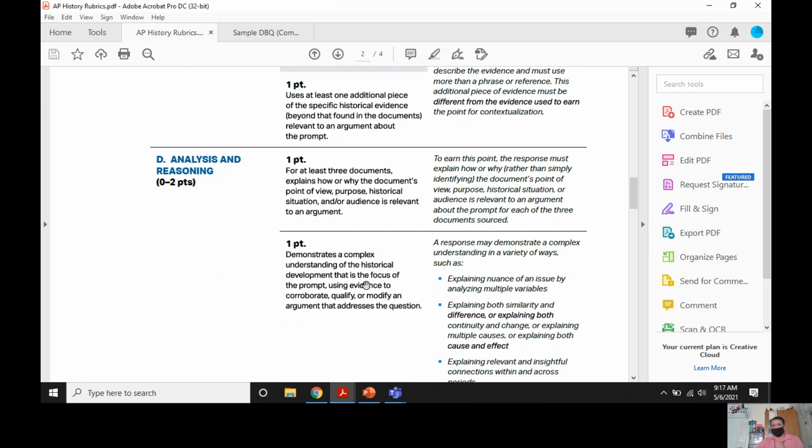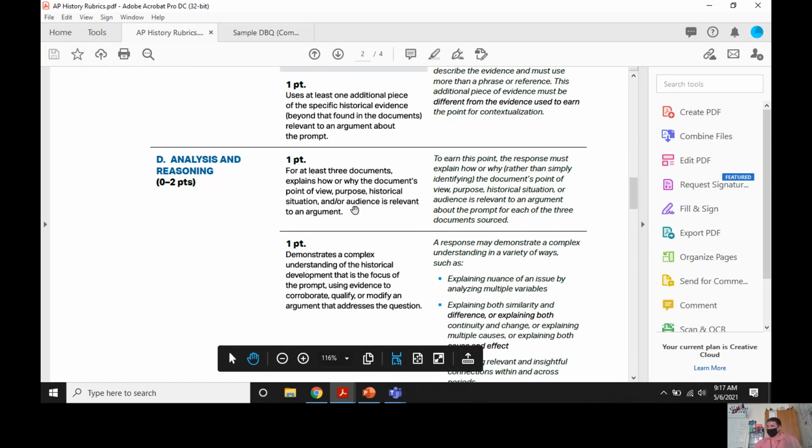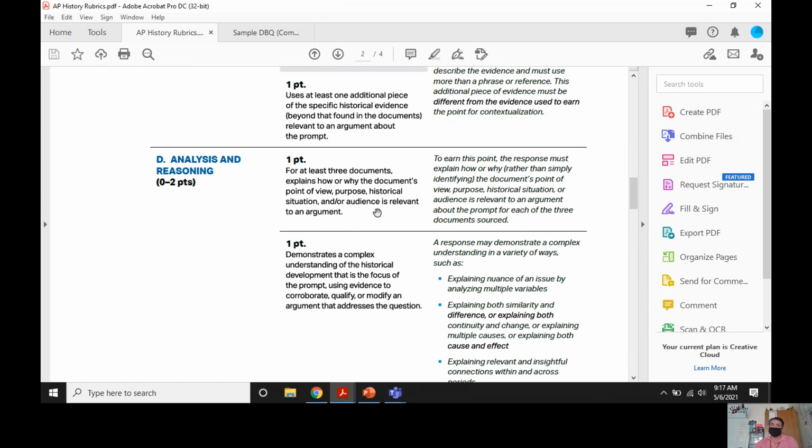Your last category is analysis and reasoning. Okay, the last point, that's the complex historical understanding. We'll get to that here in a second. That's a hard one, okay, but this one is not hard. For at least 3 documents, explain how or why the document's point of view, purpose, historical situation, and or audience is relevant to the argument. This is the CAP process. This is the sourcing. You only have to do it for 3 of the documents.